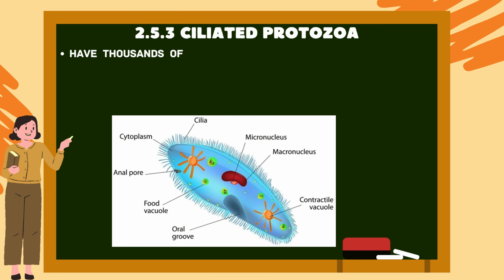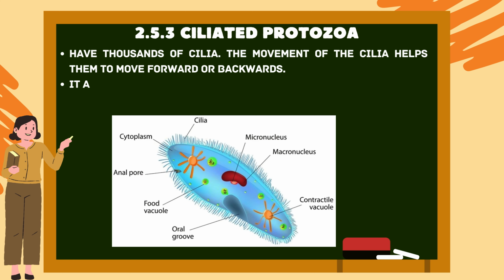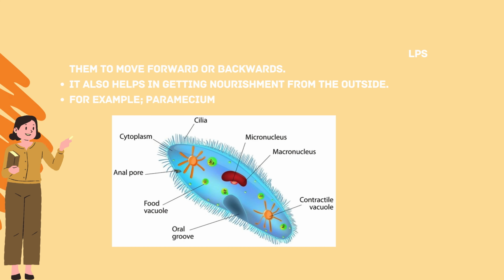Ciliated protozoa have thousands of cilia. The movement of cilia helps them to move forward or backward. It also helps in getting nourishment from outside, for example, Paramecium.